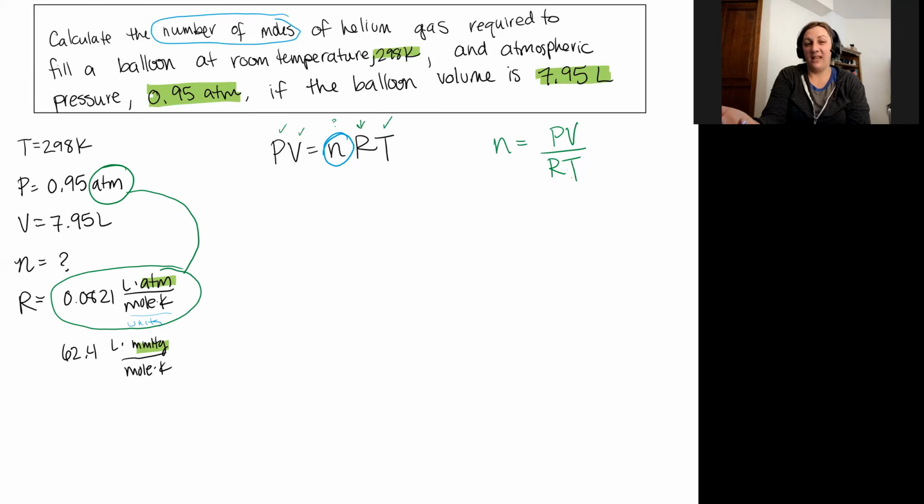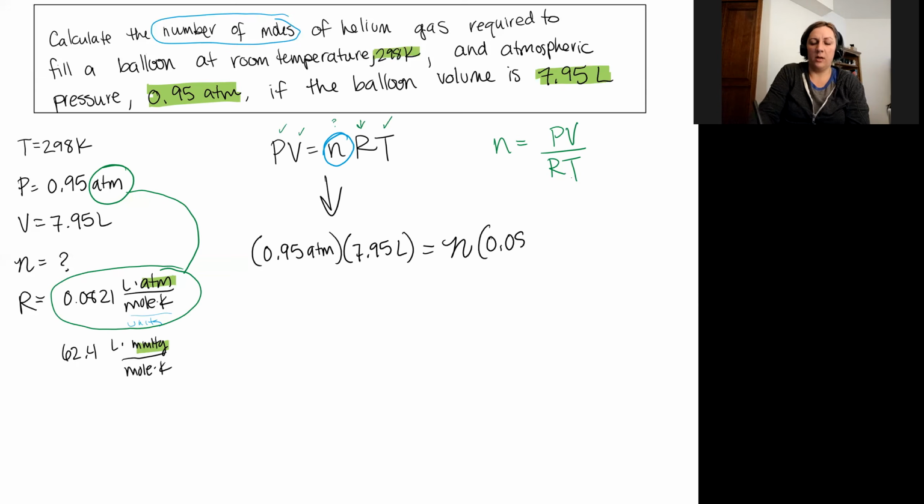So now that I have that figured out, it's really about plugging these values into our equation and then solving it algebraically. So let's plug in here. We've got a pressure of 0.95 atmospheres, a volume of 7.95 liters. That's equal to the N we want to calculate, times our R value that we've chosen, 0.0821 liters times atmospheres divided by moles times Kelvin, and our temperature of 298 Kelvin at room temperature. So now my goal is to solve for N, which means I need to isolate it.